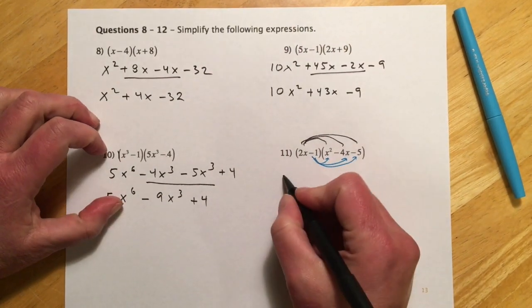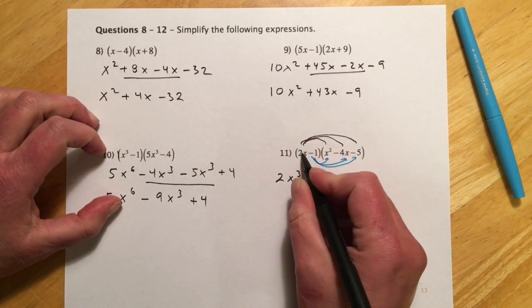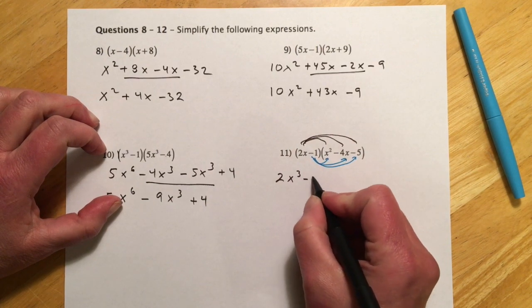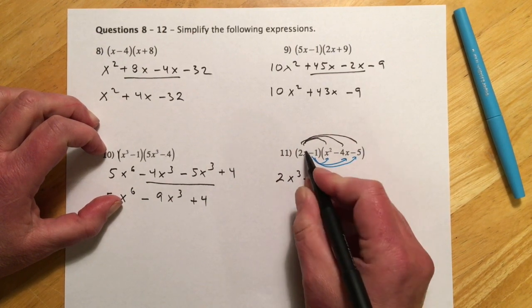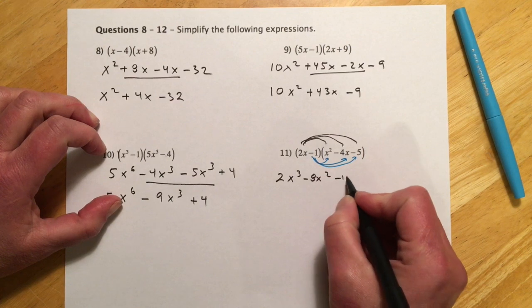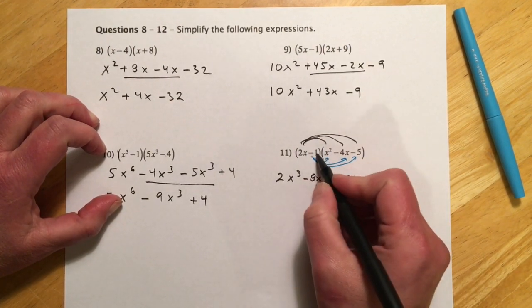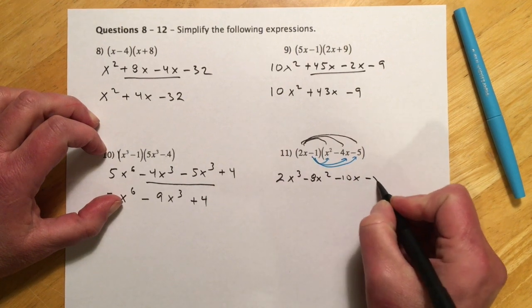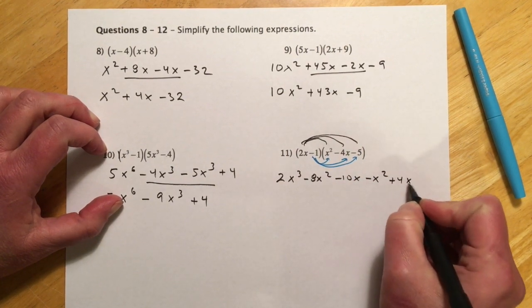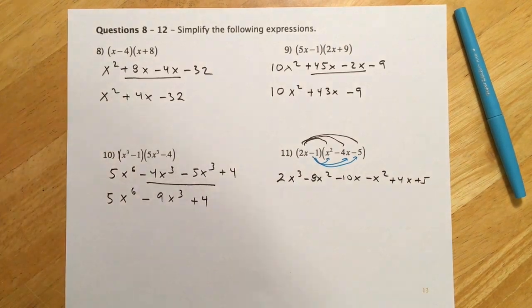So 2x times x squared will be 2x cubed. 2x times the 4, so that's going to be a minus 8x squared. 2x times minus 5 for minus 10x. And then the same thing with the negative 1, so that's just going to flip all those signs. So I'll just do negative x squared plus 4x and plus 5.